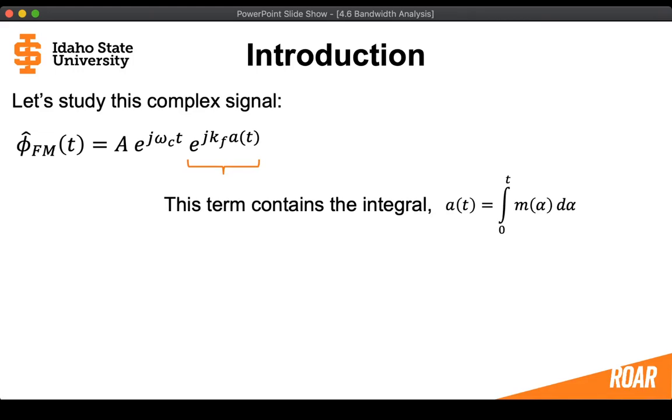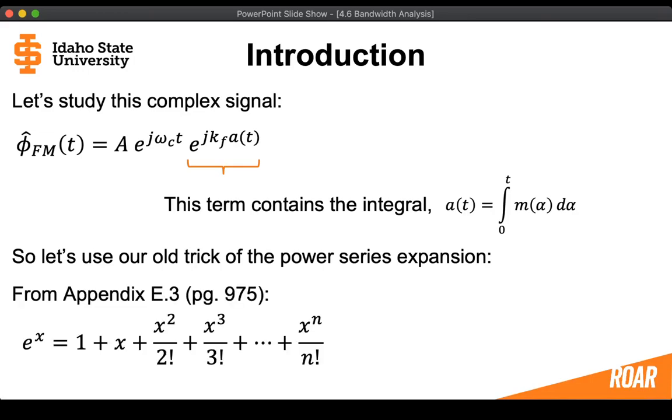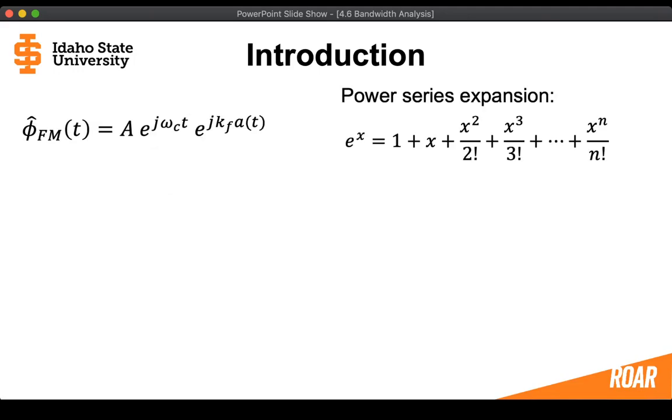Now let's look at this last term, e to the j k_f times a(t), and that's the term that contains that integral, and that part is nonlinear. So this is the integral of the message. So let's use a trick that we looked at before, which is power series expansion. We know that an exponential, e to the x, can be written as a power series expansion that looks like this. So let's apply this power series expansion to that e to the j k_f a(t).